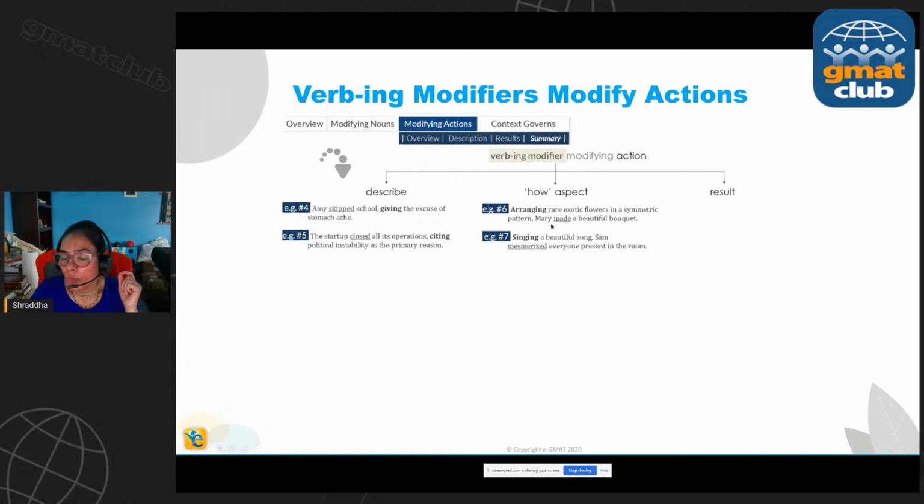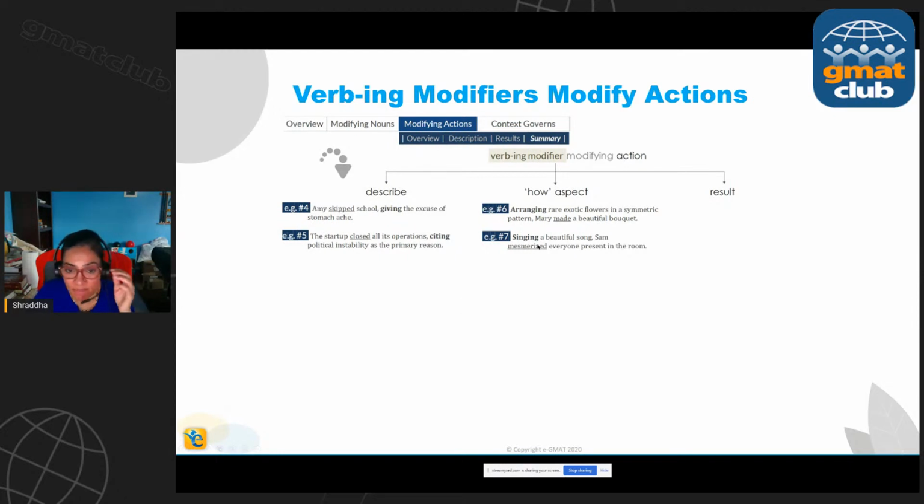Now, when it comes to the structure of this sentence, many people may ask, hey, can we place this modifier after the clause? Yes, we can certainly do so. We can write the sentence as Mary made a beautiful bouquet, comma, arranging rare exotic flowers in a symmetric pattern, full stop. And that meaning is absolutely identical to the meaning presented by this sentence. Okay. So, this is the example for this.